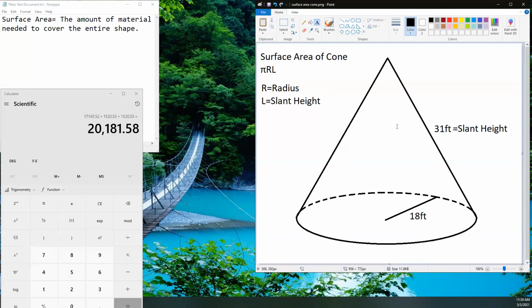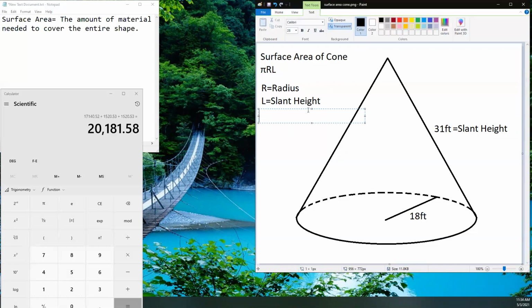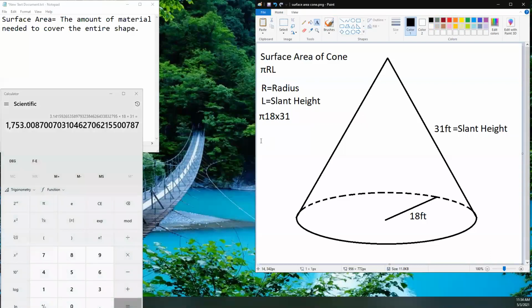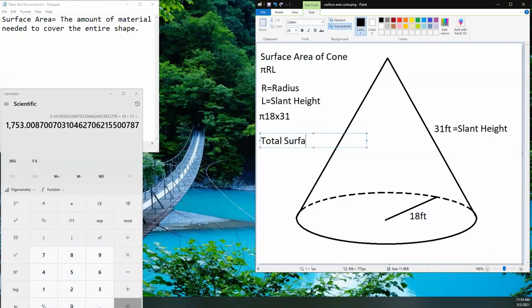That's our slant height. But once you have it, it's really easy, right? We do pi times our radius, which is 18, times our slant height, in this case, 31. I'm going to plug that into our calculator and we're done with this one. Pi times 18 times 31 equals total surface area equals 1,753.01 feet cubed.